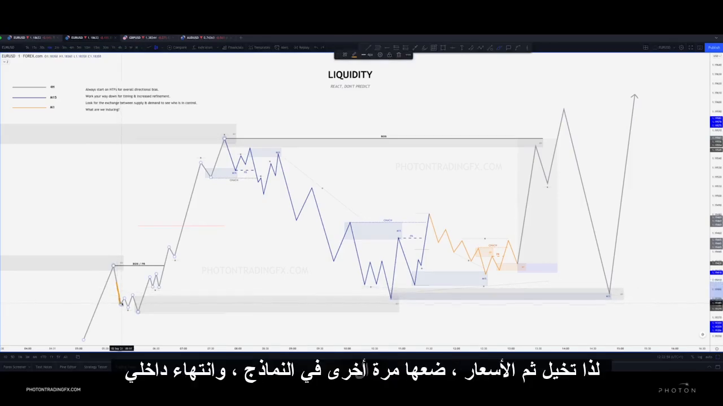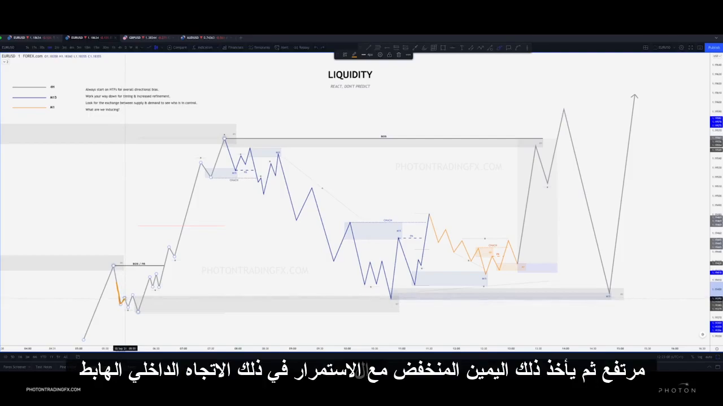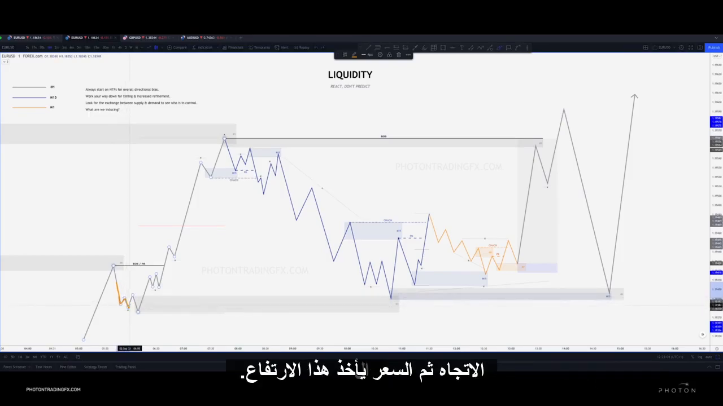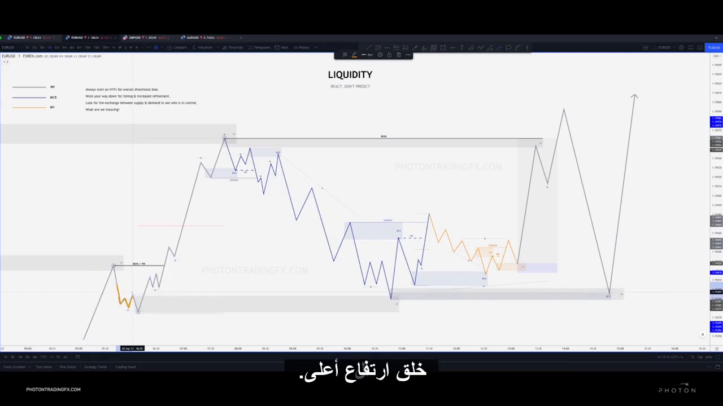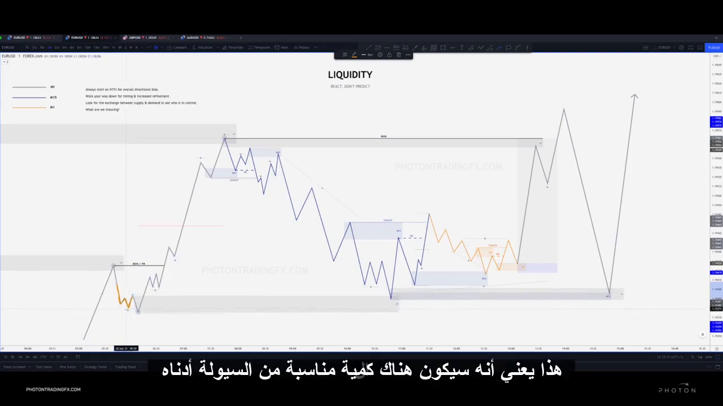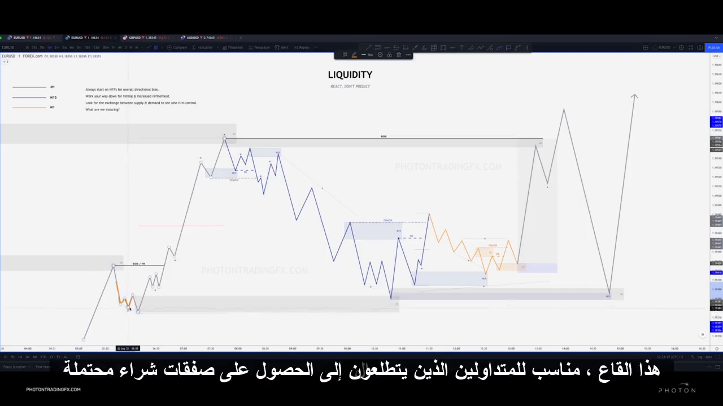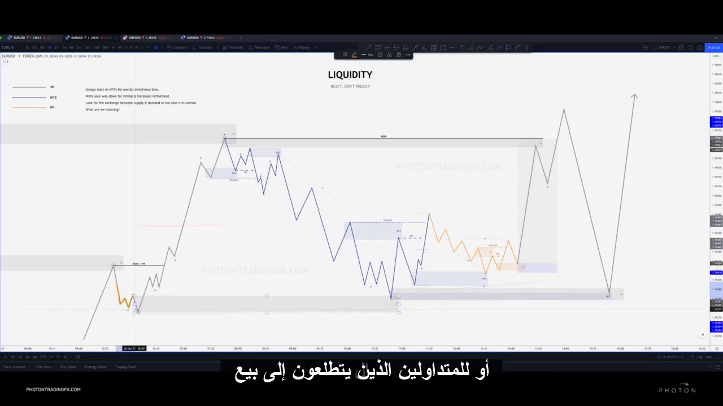So price is pulling back, it forms an internal lower high. It then takes that low, continuing that bearish internal trend, and then price takes that high. So we get that change of character, that first initial minor break of structure to the upside, creating a higher high. That means there will be a decent amount of liquidity below this low, for traders who are looking to potentially get long, or for traders who are looking to sell the breakout of what should be a reasonably strong internal low.